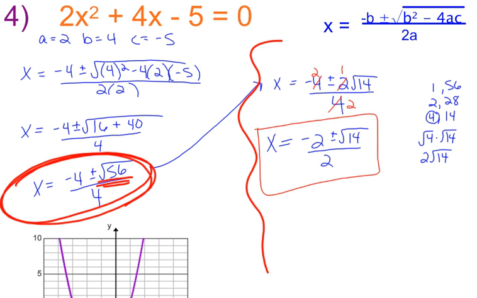So ignore this side for a little minute. When I break down the square root of 56, it's 4 times 14. So I would have negative 4 plus or minus 2, square root of 4 is 2, root 14 over 4. If that confused you, let me just show you. The square root of 56 is root 4 times root 14, so that's where my 2 root 14 came from.